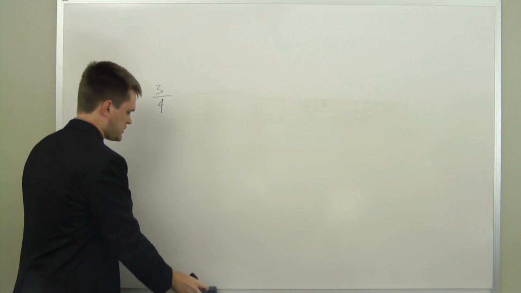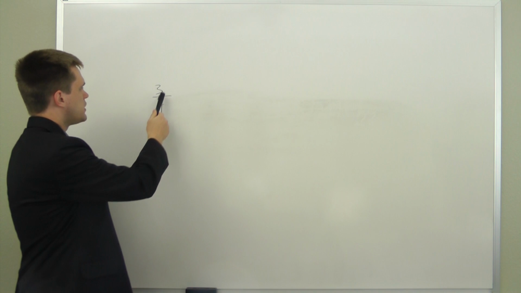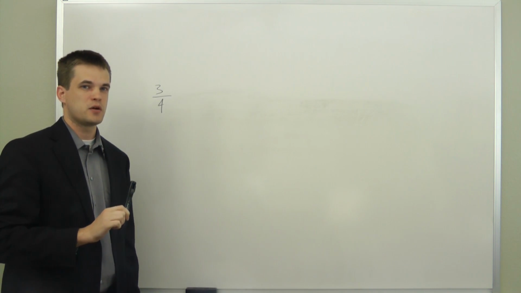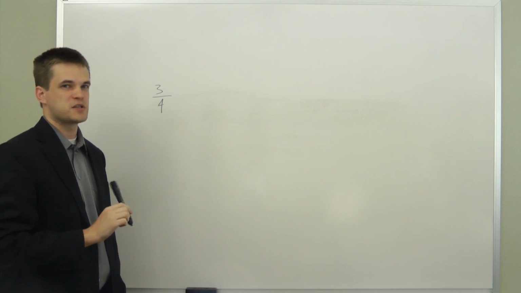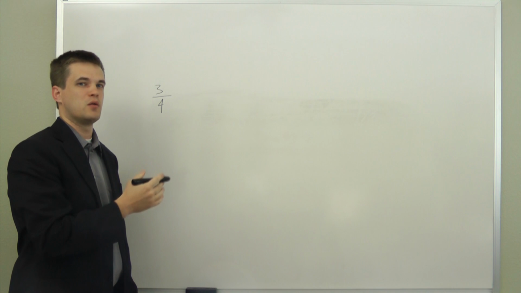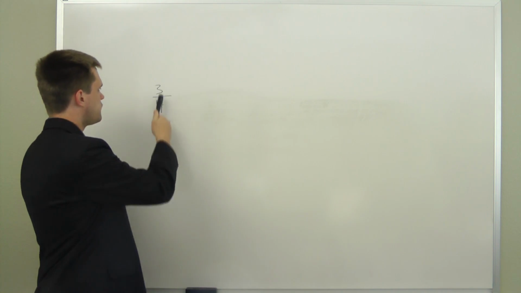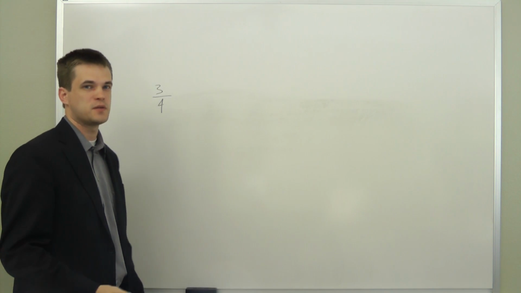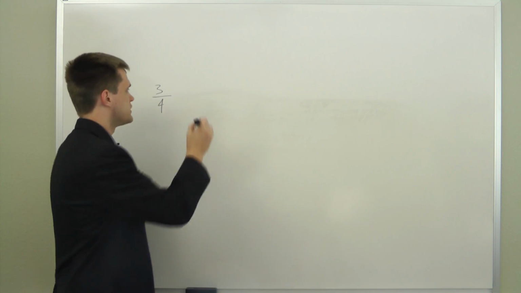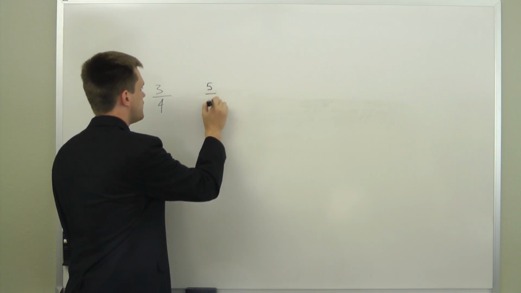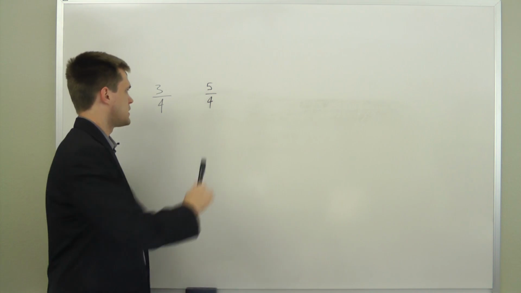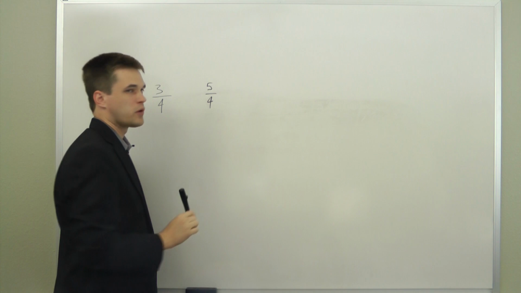So that's fractions. When a numerator is smaller than a denominator, we have what's called a proper fraction, because the value of the fraction is between 0 and 1. So 3/4 is a good example of a proper fraction. If the numerator is larger than the denominator, for instance 5/4, this is what's called an improper fraction, because its value is greater than 1.